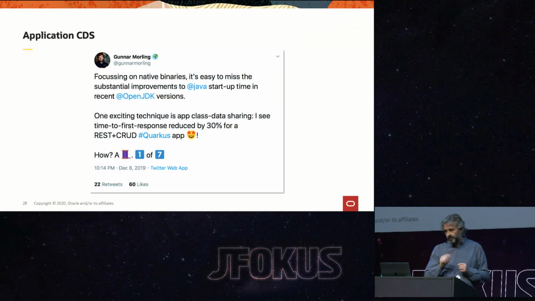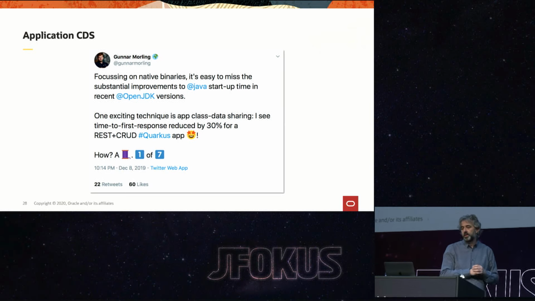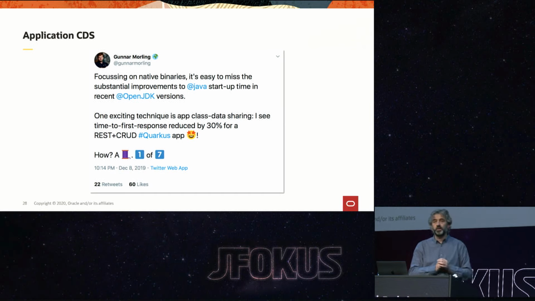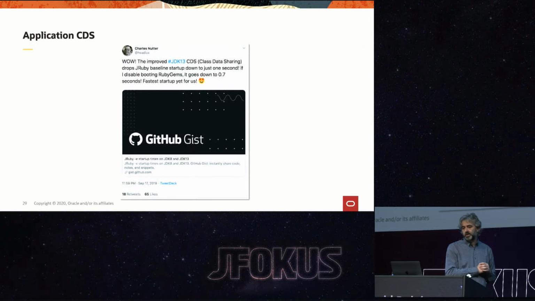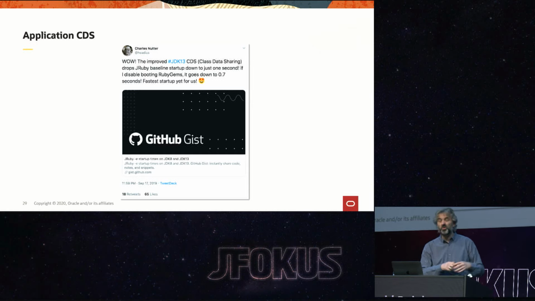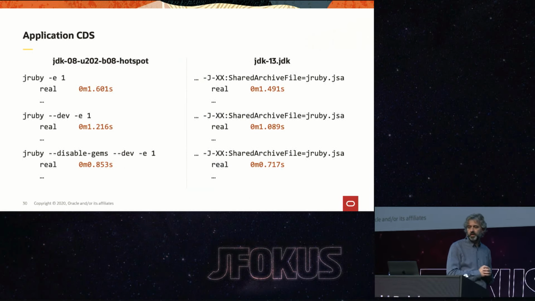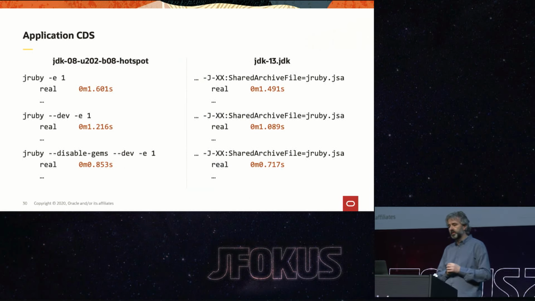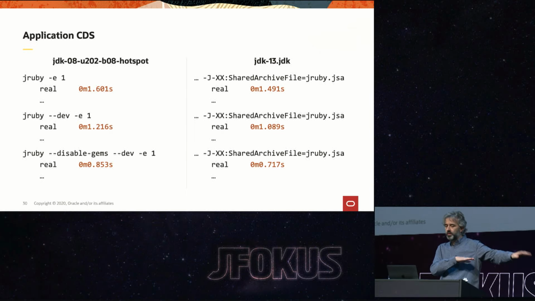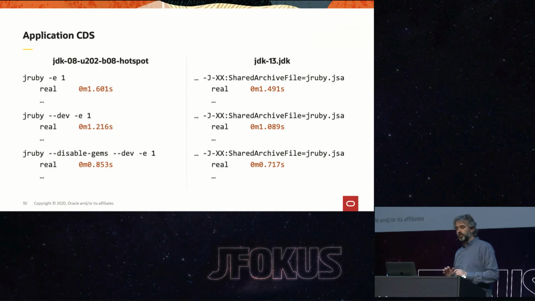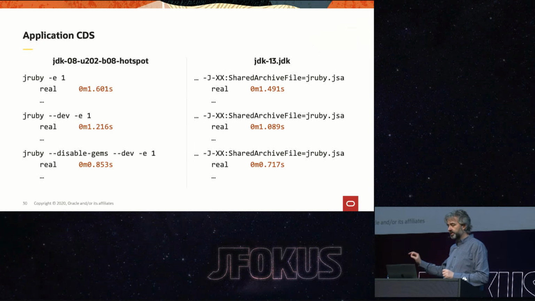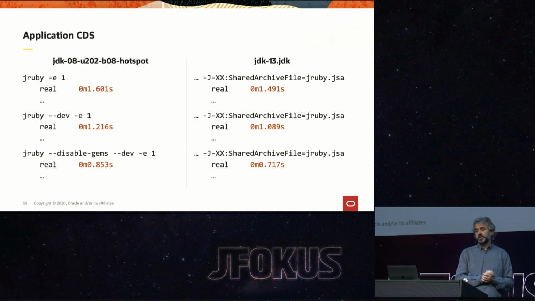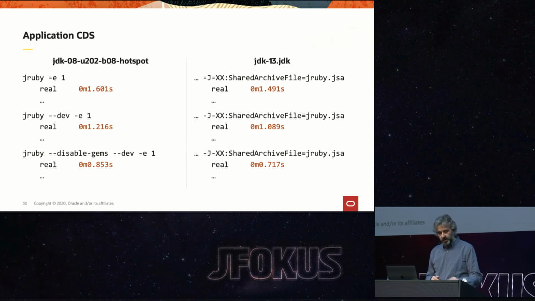This is a quote from Gunnar from Red Hat, and on Quarkus, they are seeing a reduced startup time of 30% with app CDS. Another quote from Charles Nutter, who runs the JRuby project, and JRuby in itself is a huge project. That's the benefit that they are seeing with CDS. Just look at the bottom. They go from 853 milliseconds to start up JRuby to 717 milliseconds with app CDS on Java 13. So this is something that you should leverage. And that's something that we should also leverage when Java runs within containers, obviously.